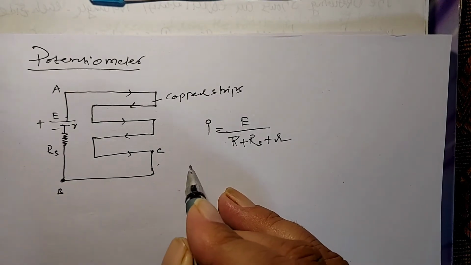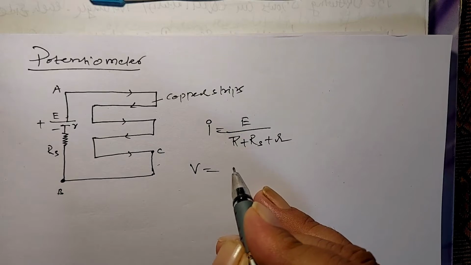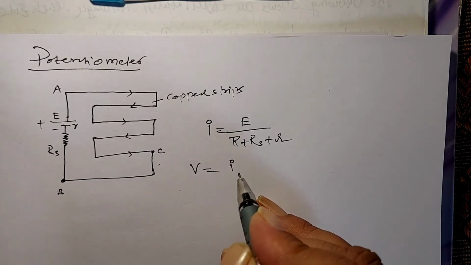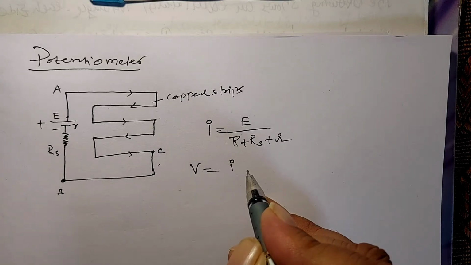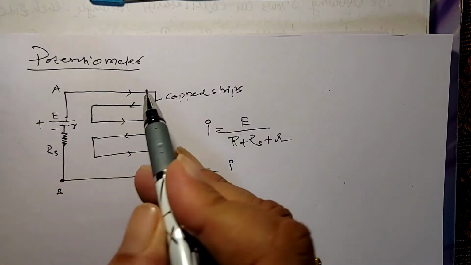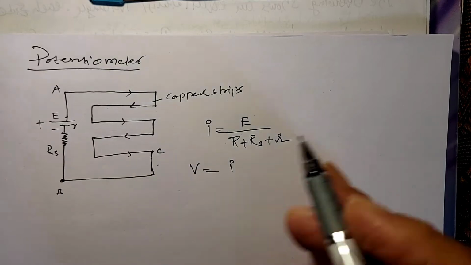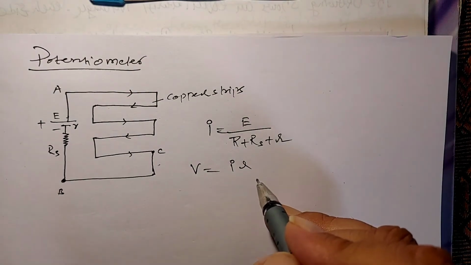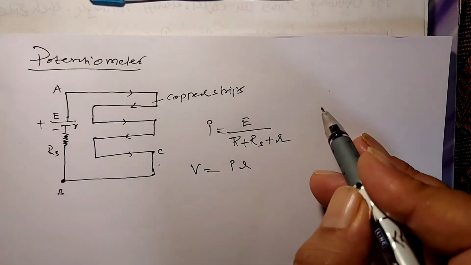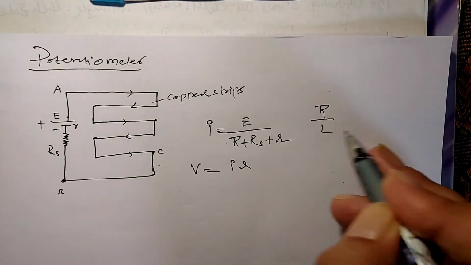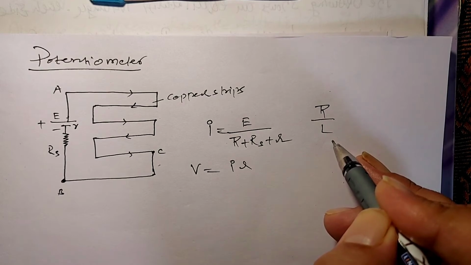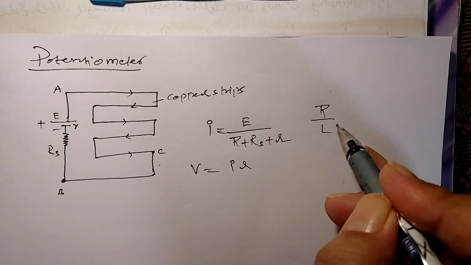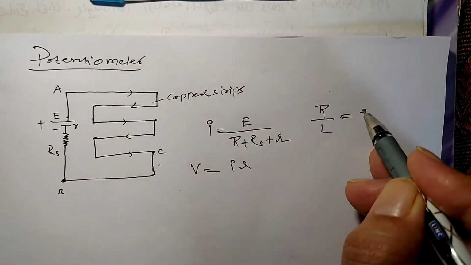Let us discuss. According to Ohm's law, V equals IR. Here the length between A and C is small l. The total length of the wire is capital L, and the total resistance is R. The resistance per unit length of the wire is rho.